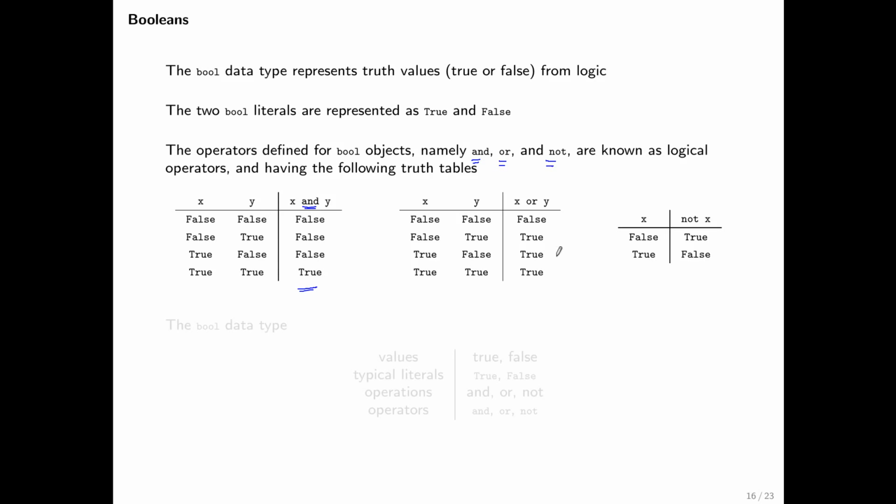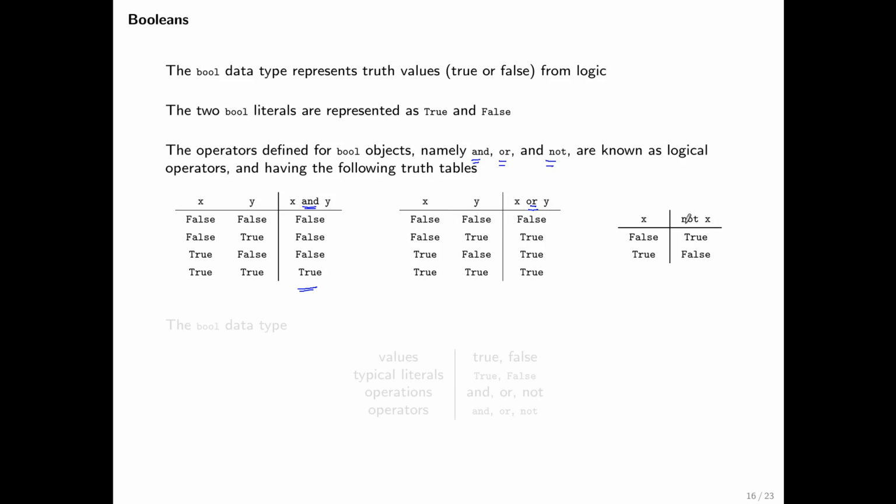Here is the truth table for logical OR. OR is also a binary operation. So it has two inputs, X and Y, and four possible values for the inputs. And the output is a false exactly when both inputs are false, and in all other cases the output is true.